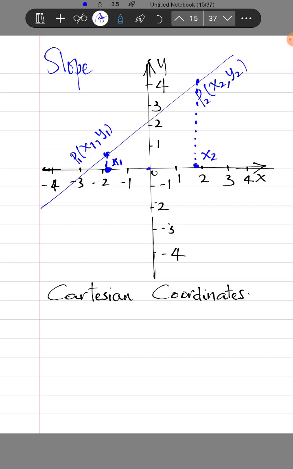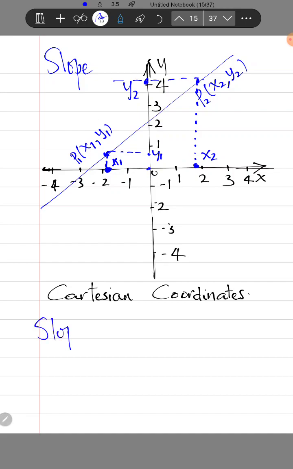To decide on the y values, we need to create a horizontal line towards the y-axis like this, which is y2 here. And from the other point here, we have y1 here. The same thing here: y2 is on top of y1, then y2 is greater than y1.